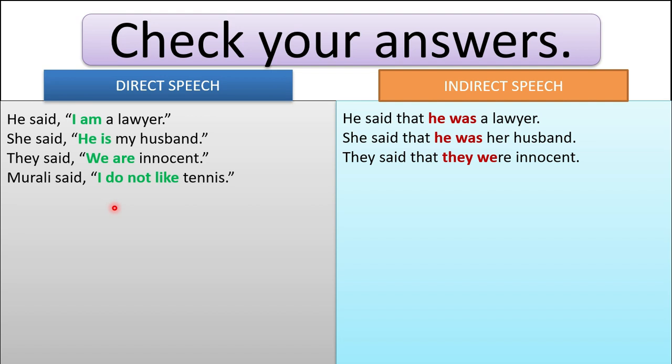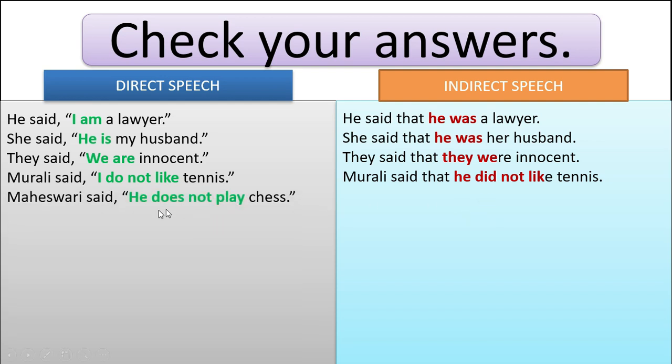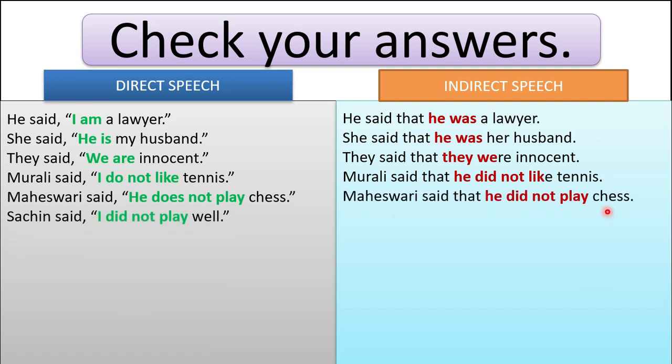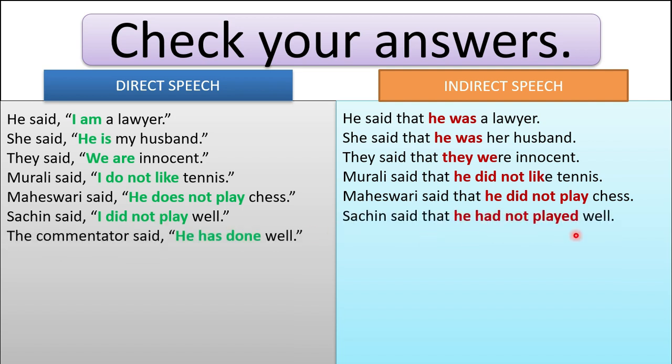Murali said, I do not like tennis. This changes to, Murali said that he did not like tennis. Maheshwari said, he does not play chess. Now this changes to, Maheshwari said that he did not play chess. So please note down the tense change. Sachin said, I did not play well. This is simple past. Sachin said that he had not played well.